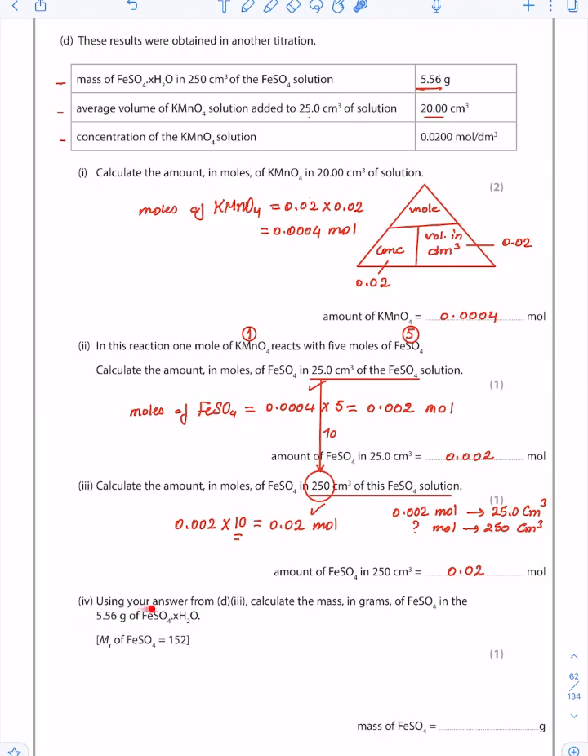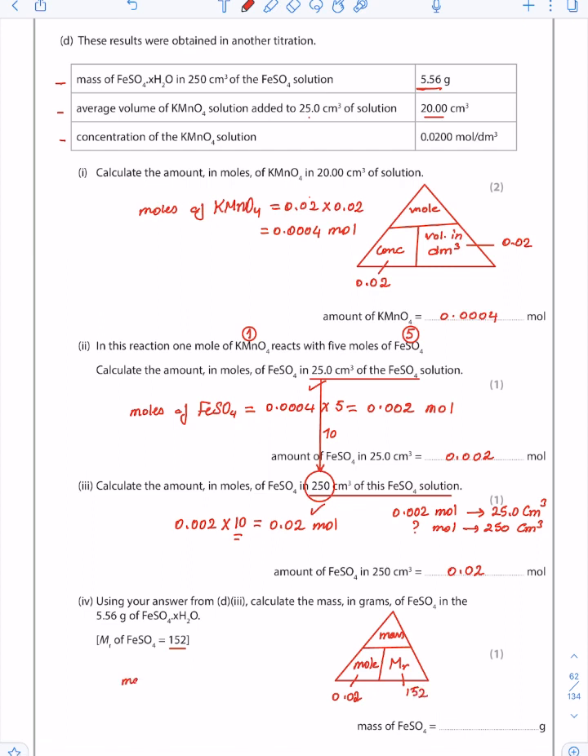IV: use an answer from D triple I and the mass in grams. Calculate the mass in grams of iron sulfate in 5.56 gram of FeSO4.xH2O. طيب انا عشان اجيب الماس محتاج المولز ومحتاج الام ار، يبقى انا عشان اقدر اجيب الماس اللي هو طالبه محتاج المولز اللي انا مطلعها في دي تريبل اي 0.02 ومحتاج الام ار اللي هو مديهاني 152.